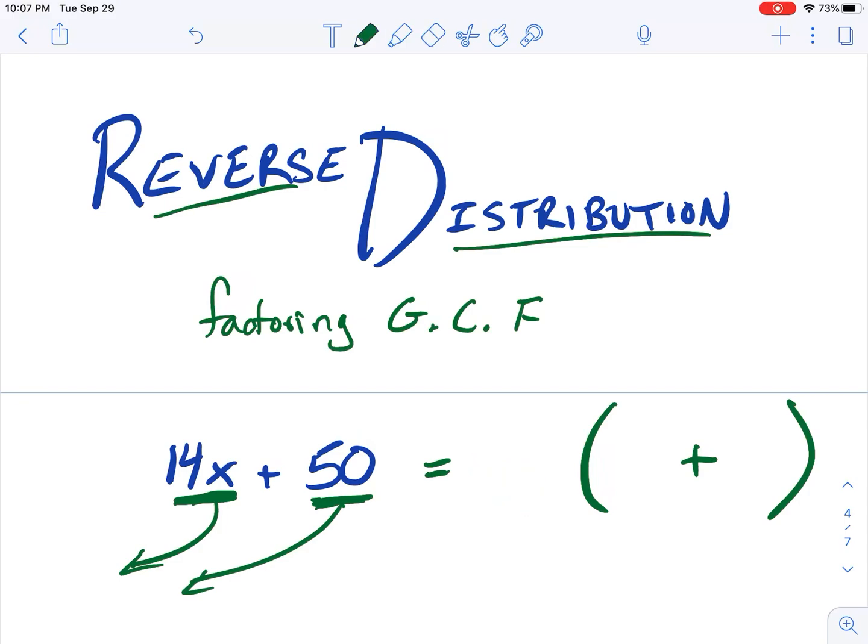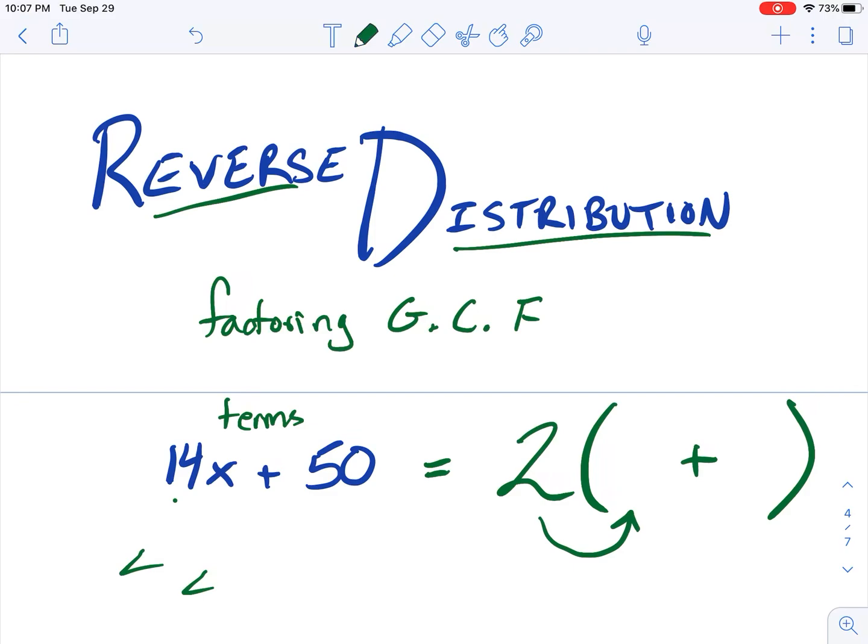So what factors do these both have in common, both of these terms? They both have a 2 in common. So if I take the 2, what would I have had to multiply the 2 by in order to then get the 14x? I would have needed to multiply by a 7x. If you want to think about that like dividing both of these by 2, you can. Just make sure you place the factor that you're dividing by in the front here, in front of the parentheses.